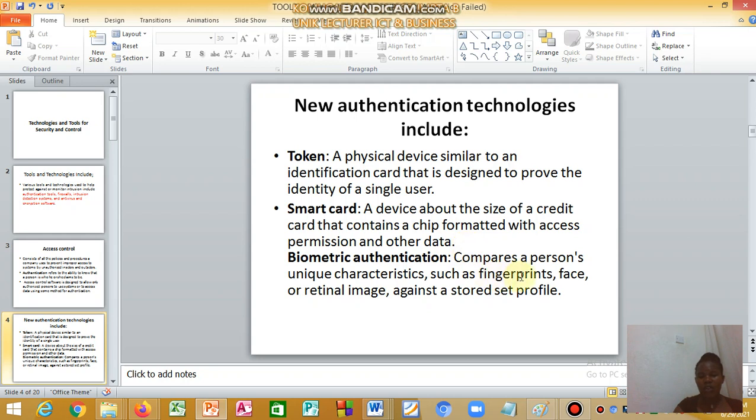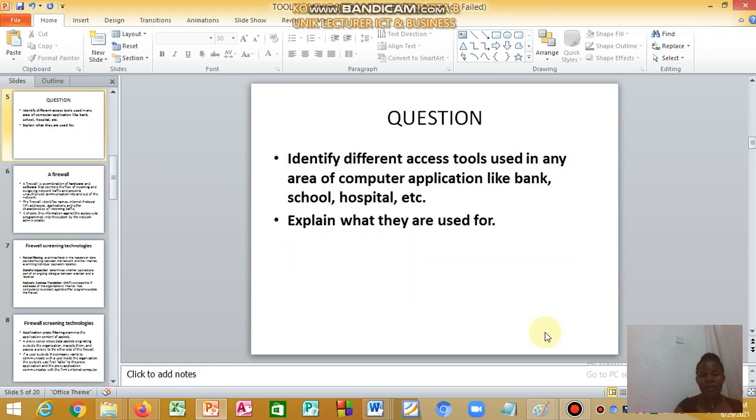Biometric authentication compares a person's unique characteristics such as fingerprints, face, or written image against a stored set profile. So if you are using a biometric system and you're using, for example, a hand and your hand is cut off, it will deny you access. So this is a question that you're going to do.